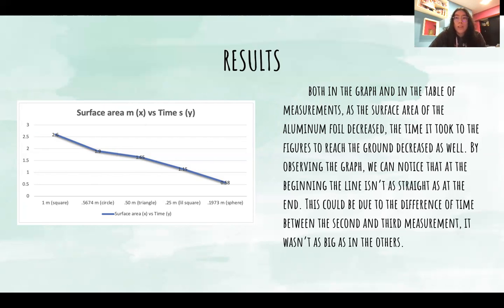Also, when the aluminum foil was falling, sometimes it was like dancing a little bit in the air. Another factor is human error at the time of measuring the time. I think the last factor that is very notable is that the figures reached the floor quicker as they became smaller. And that's another very important factor.